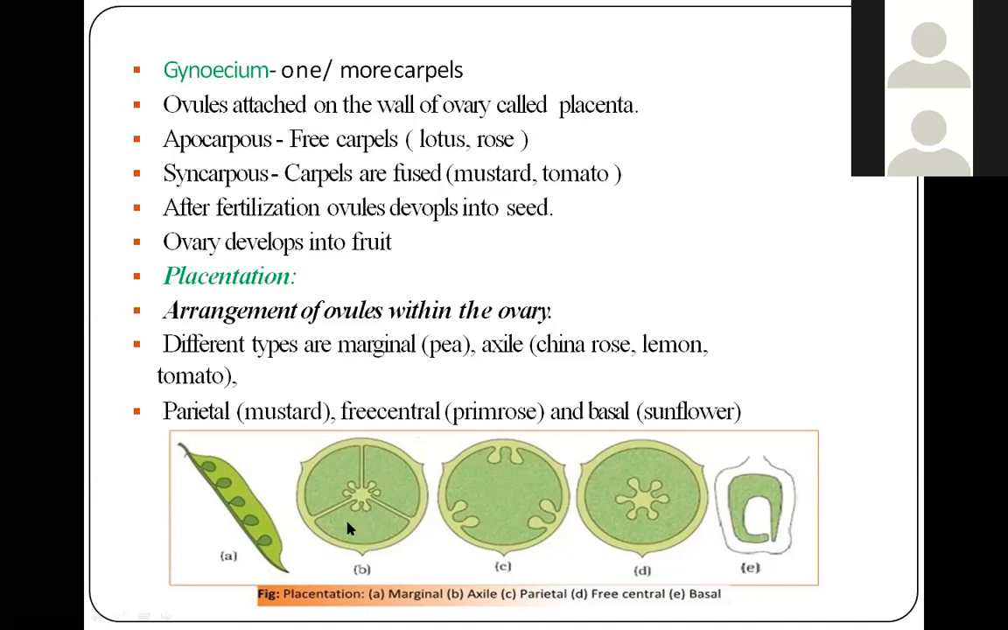The second type is the axile. See here, it is a circular type, and you might have seen the axile, right? Here also it is similar in shape, as it is divided into three parts. This is the first compartment, this is the second compartment, and this is the third compartment, and the ovules are distributed in the three compartments at the center portion. For this reason, this type is known as the axile type of placentation.